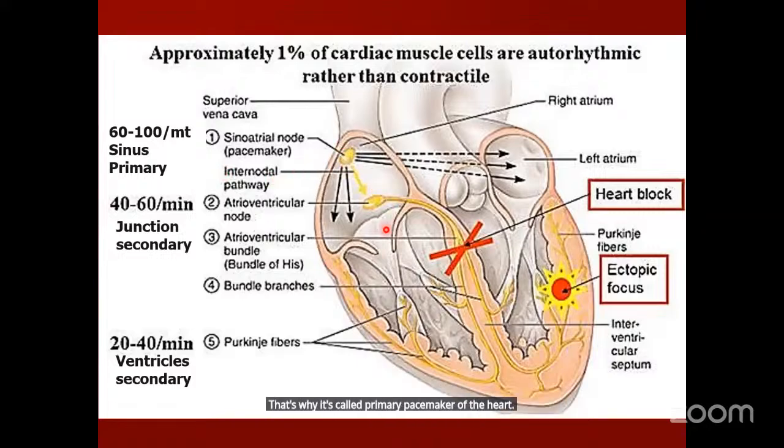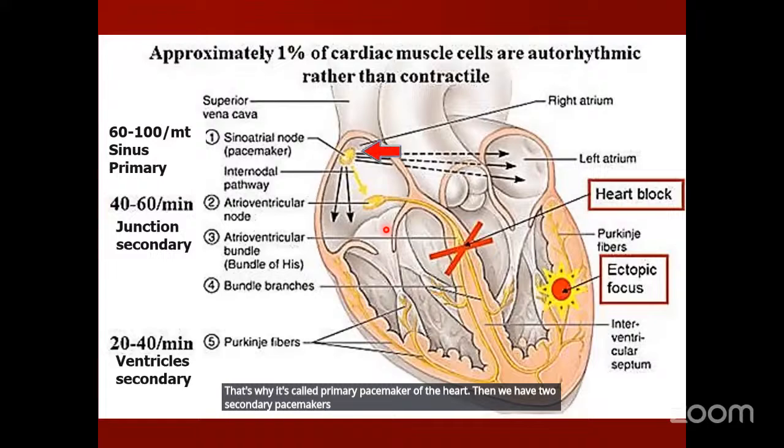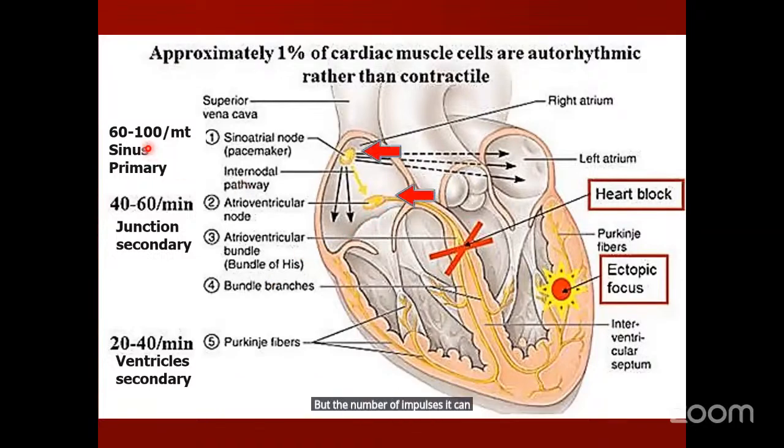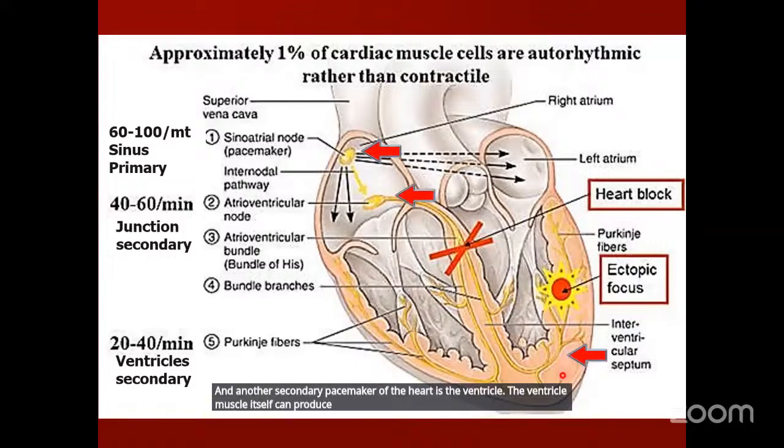Then we have two secondary pacemakers of the heart. One is the atrioventricular junction. The atrioventricular junction is also able to produce spontaneous impulses, but the number of impulses it can produce is much less than the sinus node. And another secondary pacemaker of the heart is the ventricle. The ventricular muscle itself can produce spontaneous impulses, but only 40 per minute.